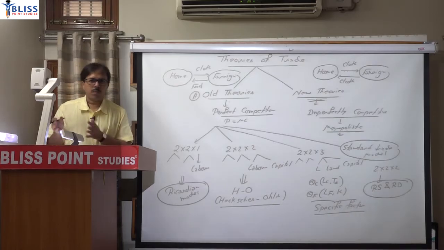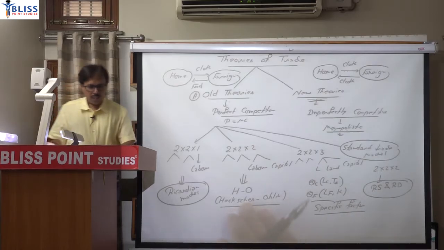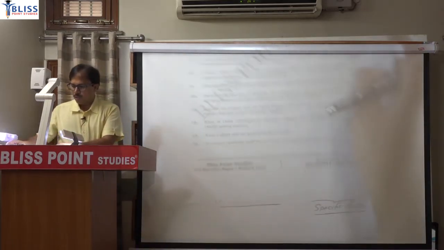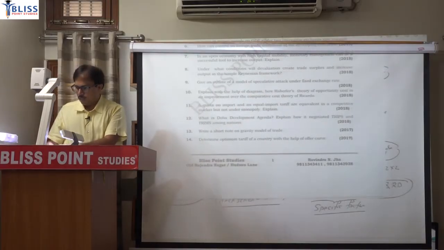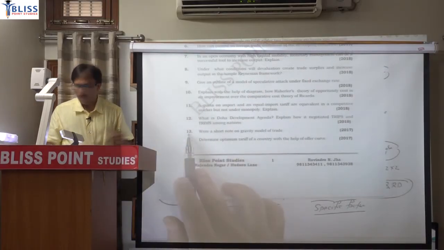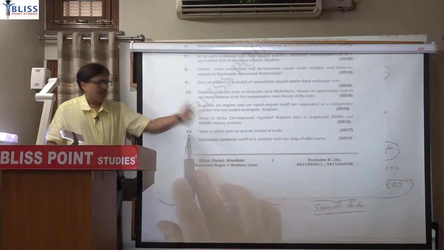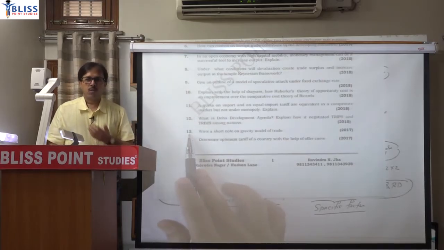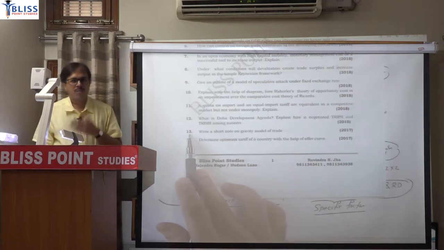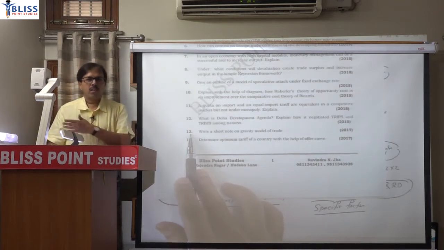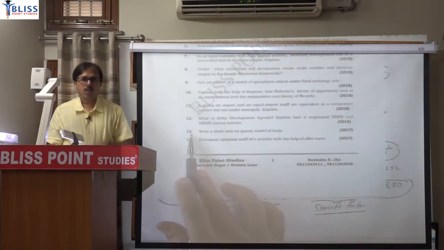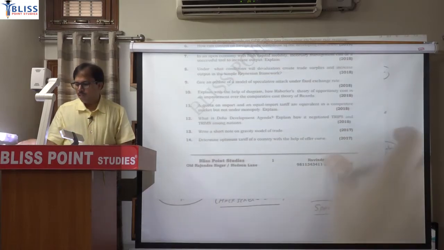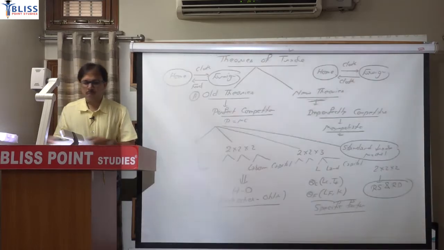So mostly students read from here, but in 2017 there was a compulsory question. You can read this question, number 13: write a short note on the gravity model of trade. Now you know the Ricardian model, the HO model, the specific factor model, old theories, entire new theories, but you have not read the gravity model. This gravity model has been explained in the first chapter itself.